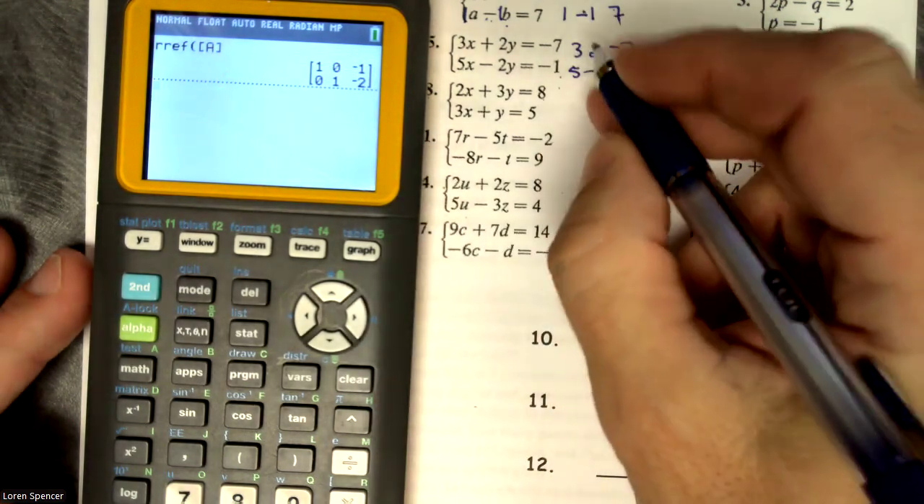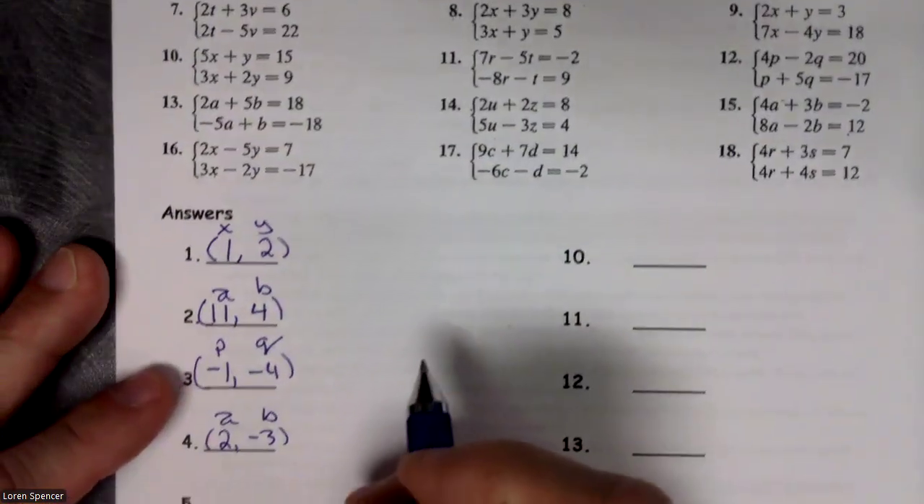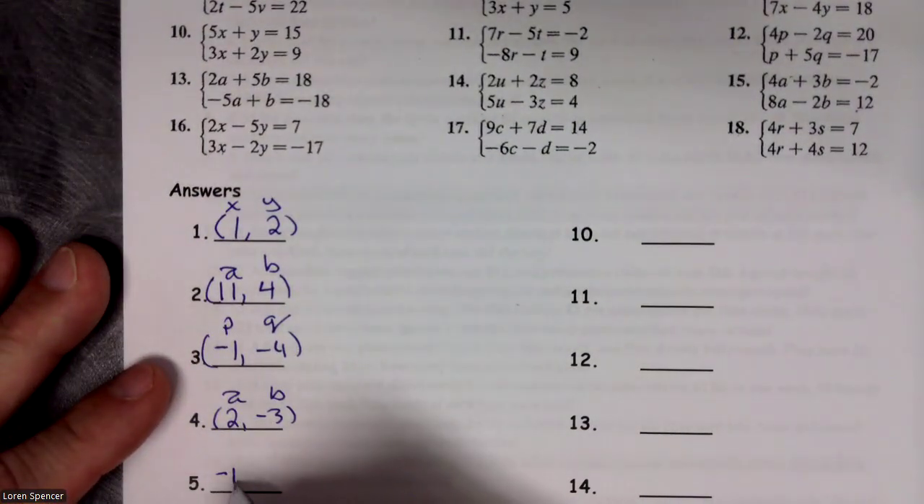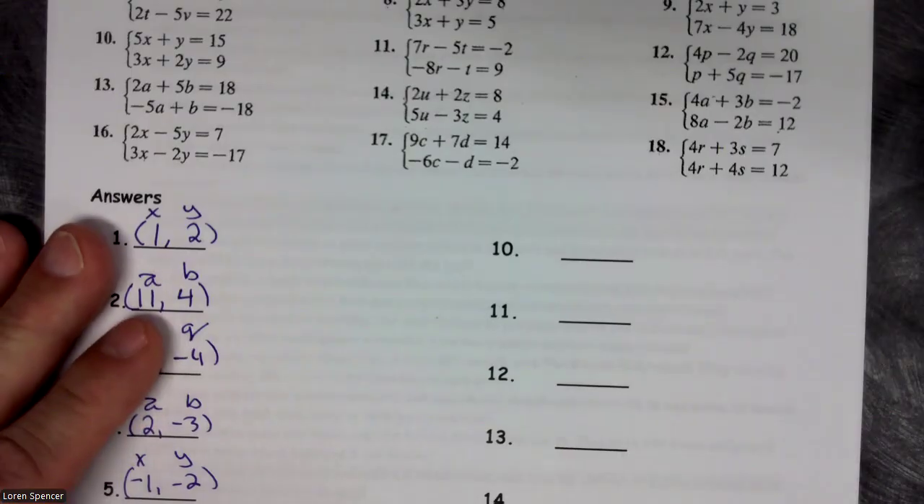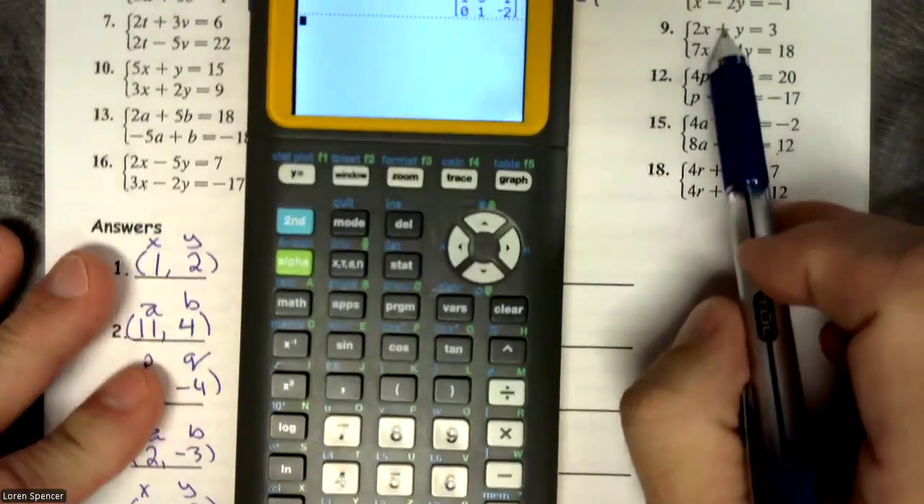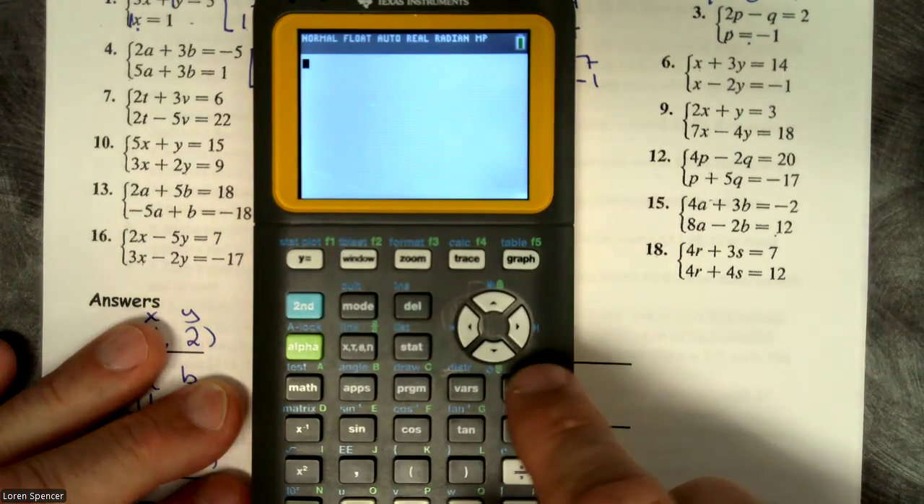And we get -1, -2. So number 5 is -1, -2. And this is just X and Y. Number 6, I don't have room to write it out, so I'm just going to go into the matrix and enter it directly. So here we go.